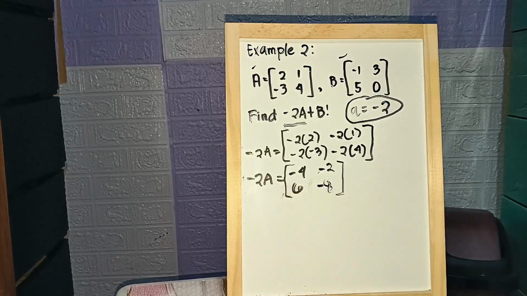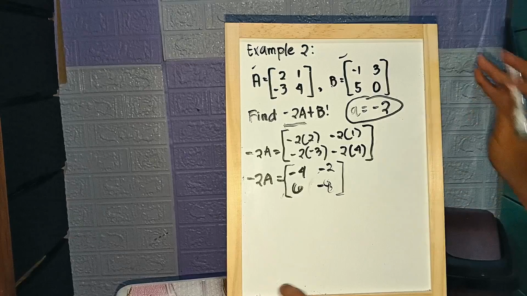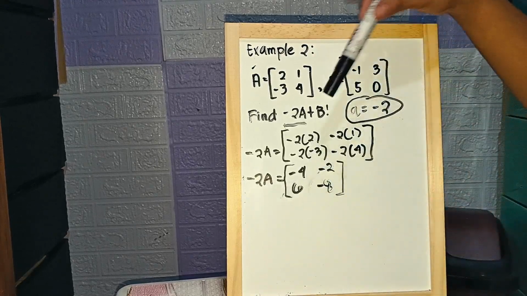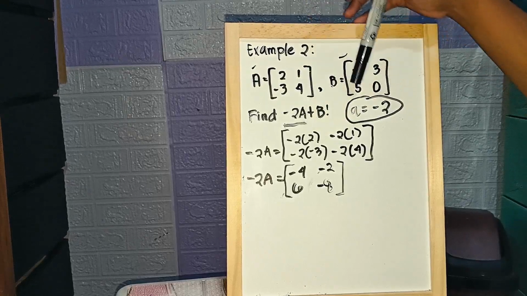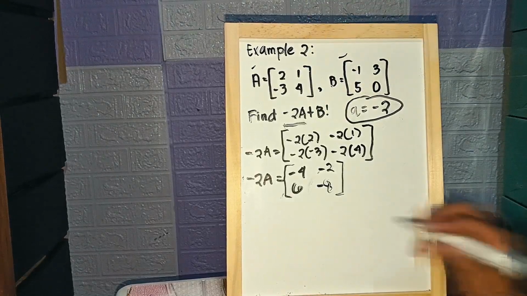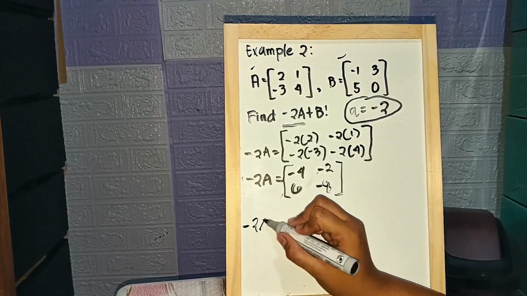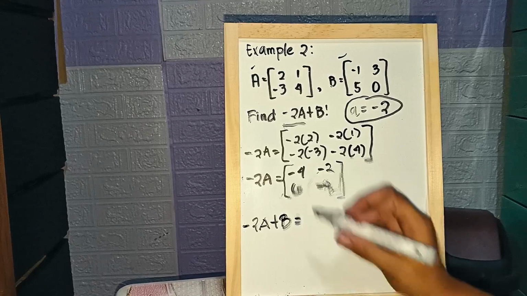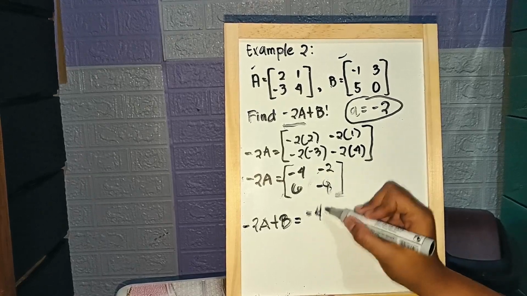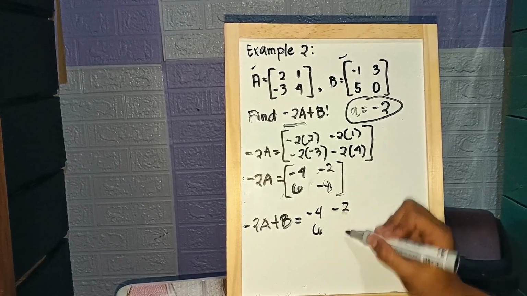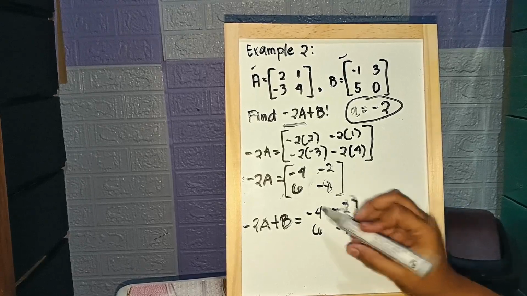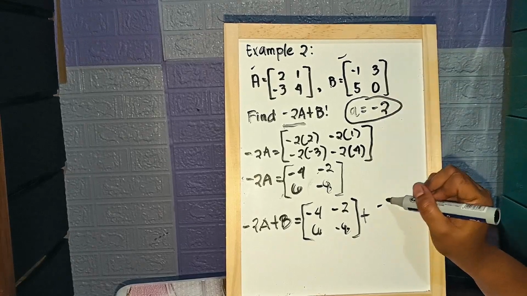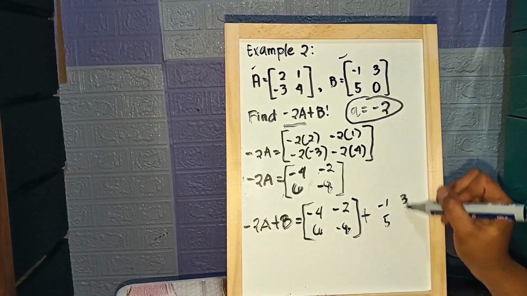Now, let's add this. As we already have -2A, we're going to add the matrix B. So, -2A plus B is equal to -4, 6, -2, and -8 plus -1, 5, 3, and 0.